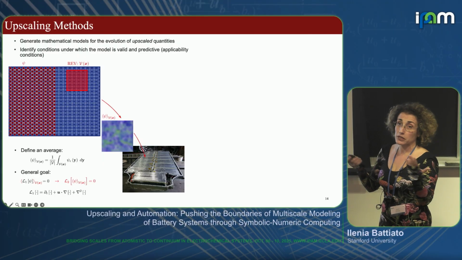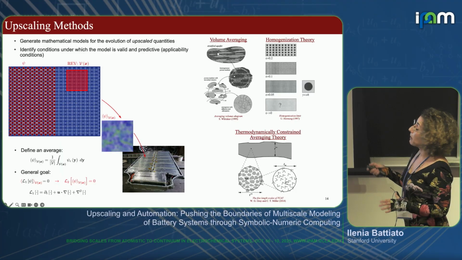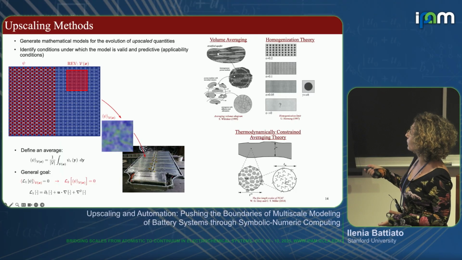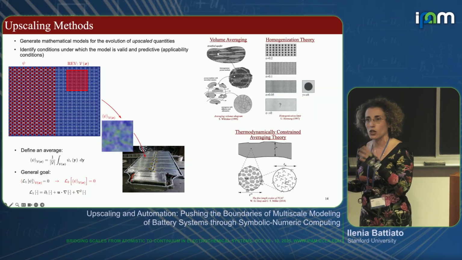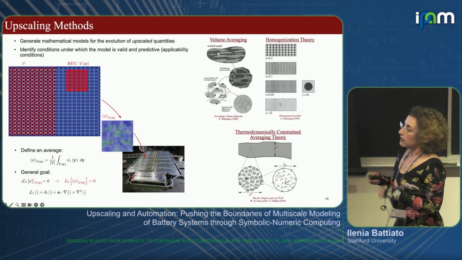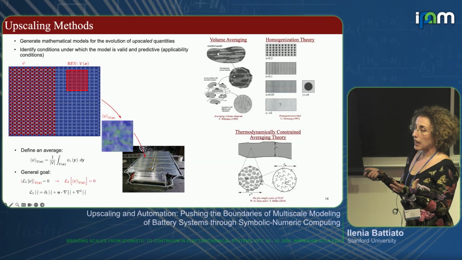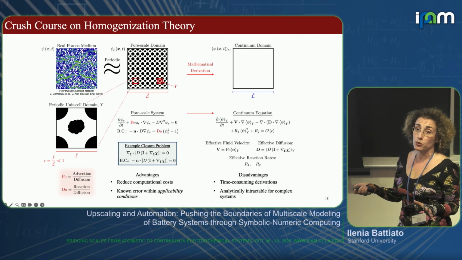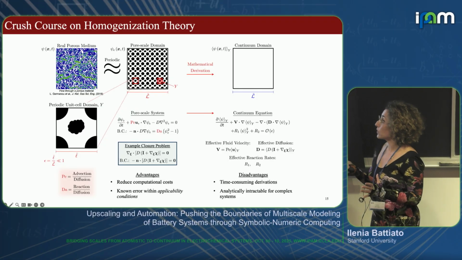What are some of the upscaling methods? Again, this is not even an exhaustive list, but some of the standard ones are volume averaging, homogenization theory, thermodynamically constrained averaging, there is CTRW, there are a lot of stochastic approaches. Anyway, there is, again, a very, very rich machinery that allows you to do this. We primarily use homogenization theory, and I'm going to provide a crash course on homogenization theory for those of you who have not seen it before.